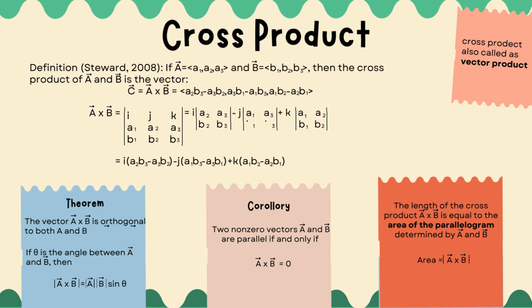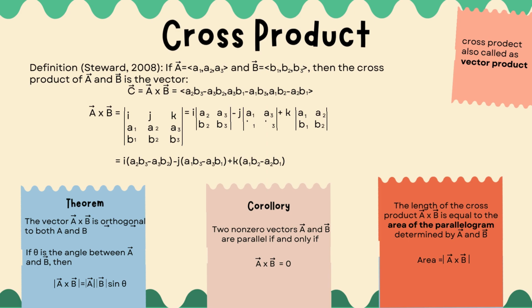For the theorem, the vector A times B is orthogonal to both A and B. If theta is the angle between A and B, then magnitude of A times B equal to magnitude of A times magnitude of B times sine theta. For corollary, two non-zero vectors A and B are parallel if and only if A times B equal to 0.